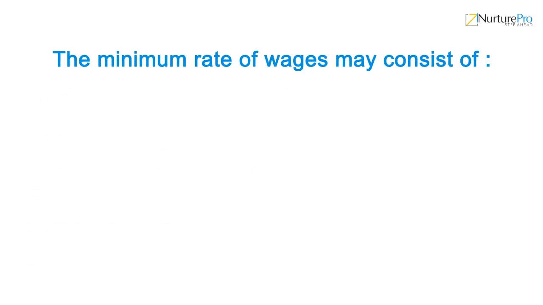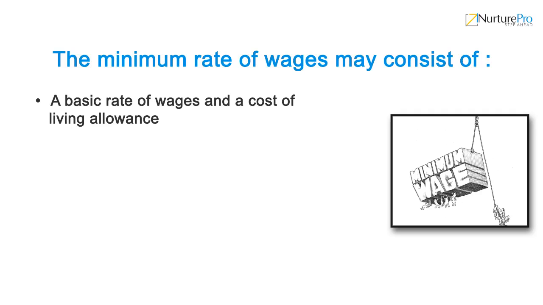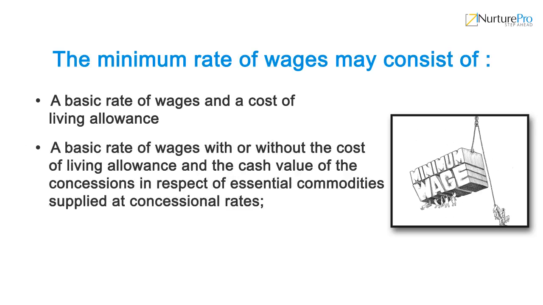The minimum rate of wages may consist of: Number 1, a basic rate of wages and a cost of living allowance. Number 2, a basic rate of wages with or without the cost of living allowance, and the cash value of the concessions in respect of essential commodities supplied at concessional rates. Number 3, an all-inclusive rate.